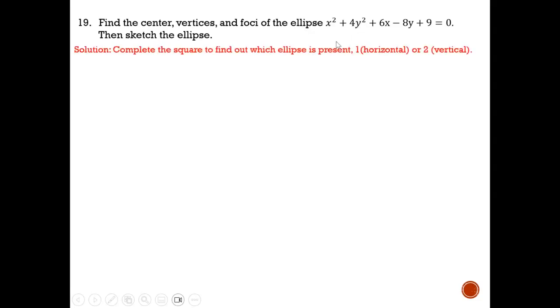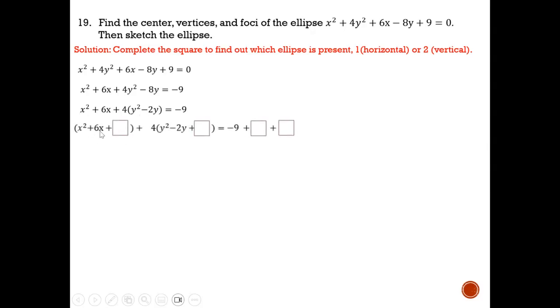Now, number 19 is going to be for the ellipse. Right, but here, guys, we don't know if it's 1 or 2, because here, we have to complete the square. We have to complete the square to find out which ellipse is present, 1 or 2. Okay? So now, what we do first here, guys, we're going to combine the x's and the y's. Now here, we're going to factor out the 4 because the y squared has to have a coefficient of 1, and so does the x squared, in order to complete the square.